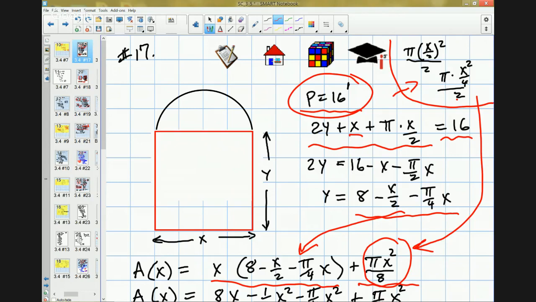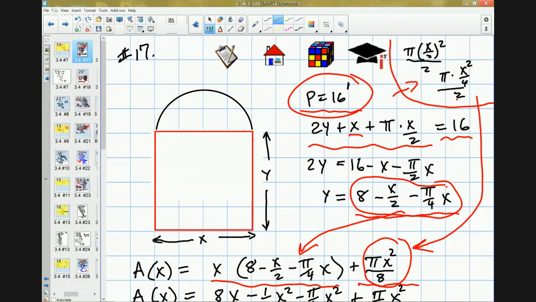As you know, though, we can't have two variables, can we? So you'll see that what I'm doing here is trying to find another expression for y. So what I did is I'm getting the y alone by subtracting x from both sides and by subtracting this pi x over 2 from both sides. And then divide both sides by 2. I now have an alternate way to say y. Okay, so now that I've got my x dimension, I've got my y dimension.